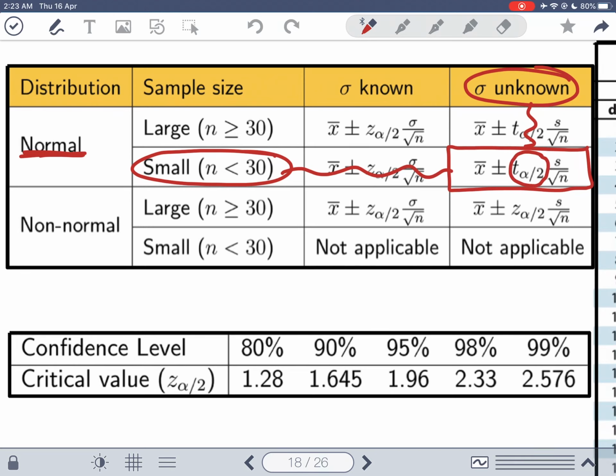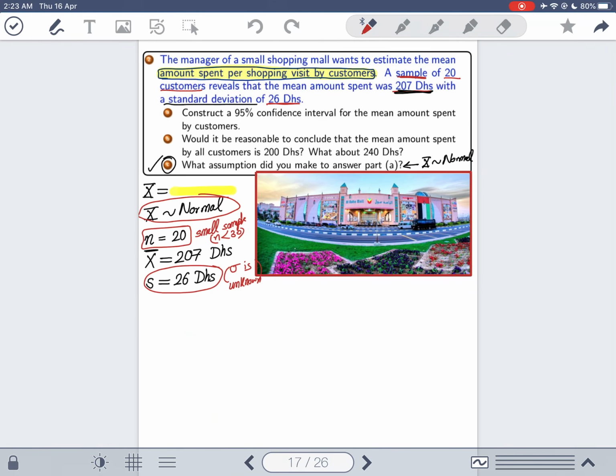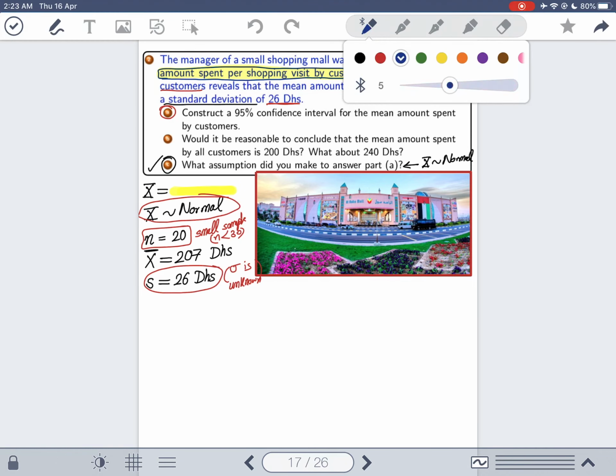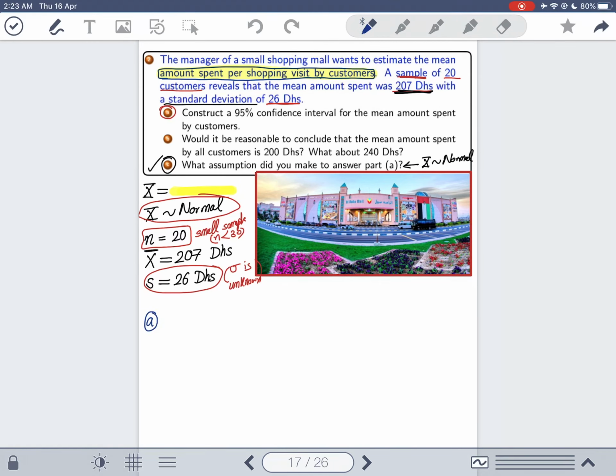So let's write this down: X bar plus or minus T sub alpha over 2. They ask you in the first question to construct a 95% confidence interval for the mean amount spent by customers. So let us start solving part A. Remember, we solved C already. Now, in part A, we need 95, so the confidence level is 0.95 or 95% confidence.